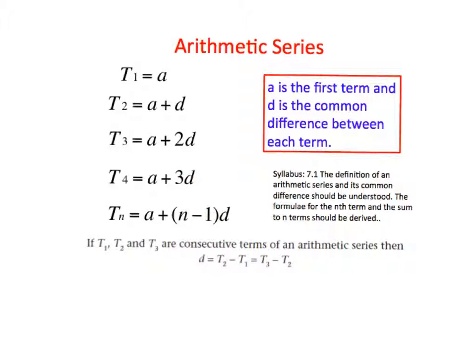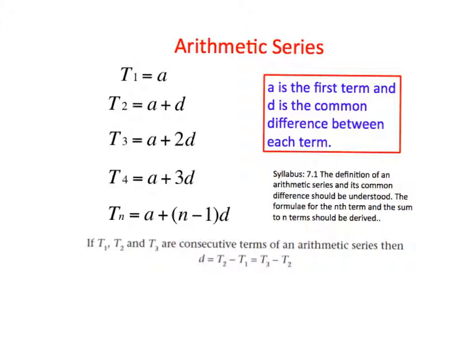And notice each time as well that the number of D's is one less than the number of the term. So that's where we get this general formula: Tn is equal to A plus (n minus 1)D. So this is the formula, and that's how it's derived.